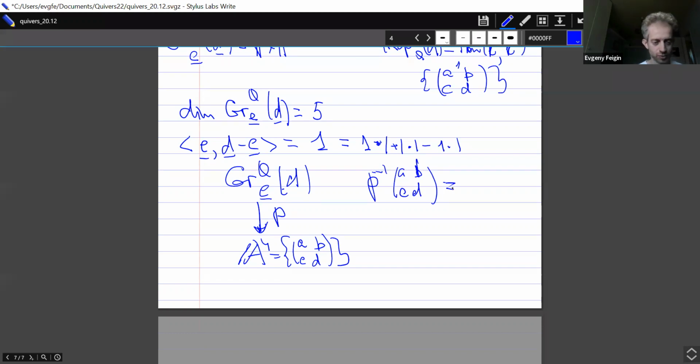So it's a subset of P1 times P1 where the first thing is mapped to the second one. So yes, if it's not degenerate, I suppose the fiber is just P1. Absolutely. So this is P1 if AD minus BC is not zero, right?